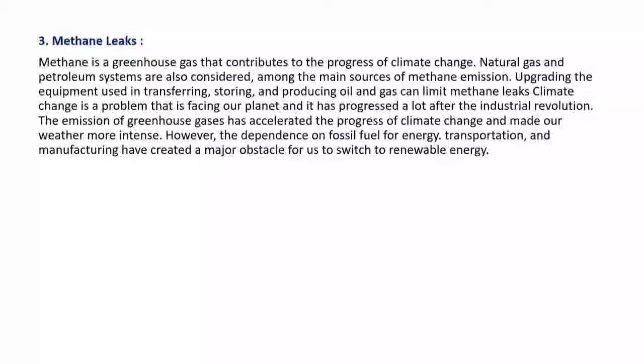Climate change is the problem that is facing our planet, and it has progressed a lot after the Industrial Revolution. The emission of greenhouse gases has accelerated the progress of climate change and made our weather more intense. However, the dependence on fossil fuel for energy, transportation, and manufacturing has created a major obstacle for us to switch to renewable energy.